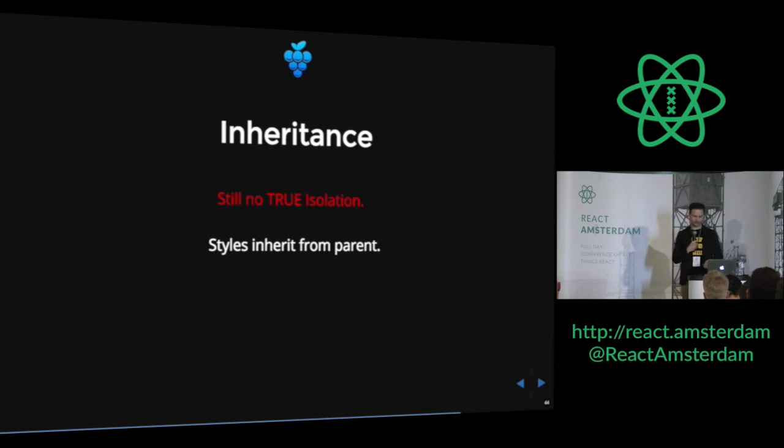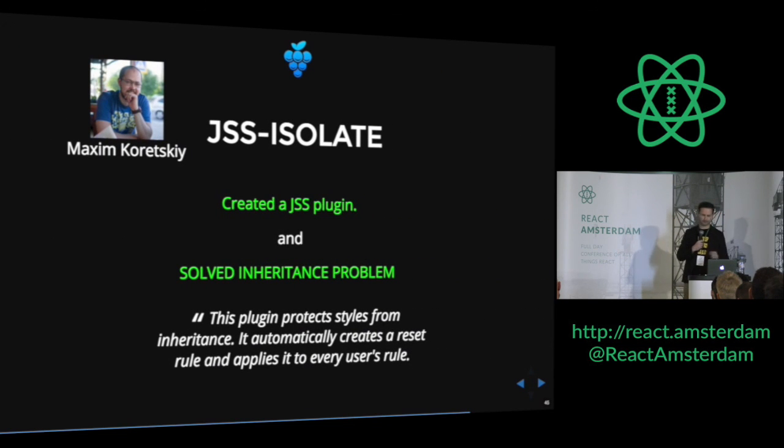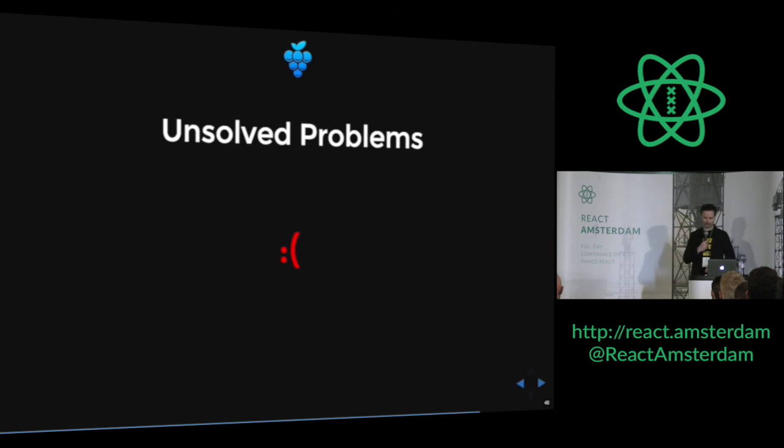Another great example is inheritance. We still have no true isolation. Just because we use conflict-free class names, it doesn't mean we have true isolation, because CSS has inheritance. We inherit some rules from the parent elements, and here you go. We got a contributor who created a JSS plugin which solved inheritance. This plugin protects styles from inheritance and automatically creates a reset rule and applies it to every user's rule. Inheritance problem solved. And yes, we have unsolved problems.